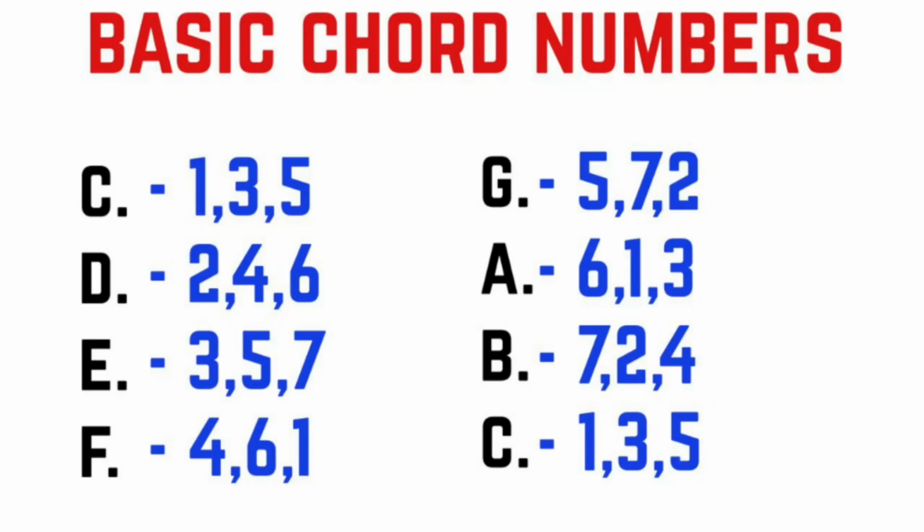The G major consists of the 5, 7, 2. The A minor consists of the 6, 1, and 3. The B diminished consists of the 7, 2, and 4, and we're back to the 1, which consists of the 1, 3, and 5.